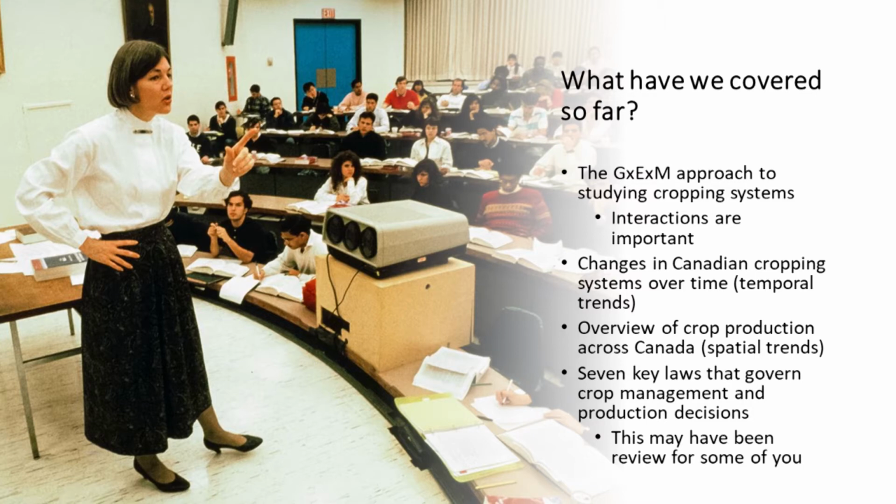We also had a bit of a history lesson, how Canadian cropping systems changed over the past 100 to 150 years. You got to understand the major differences, the major historical trends or temporal trends in Canadian agriculture. Next, we looked at trends across space, not across time, but how Canadian crop production varies between, say, the prairies, the Maritimes, and southern Ontario, eastern Quebec. So you got to understand the real key differences between crop production across Canada.